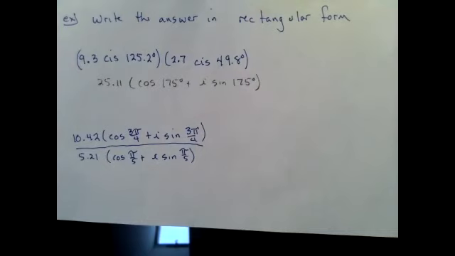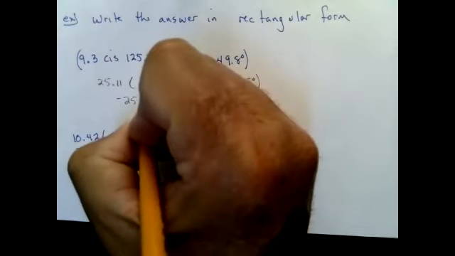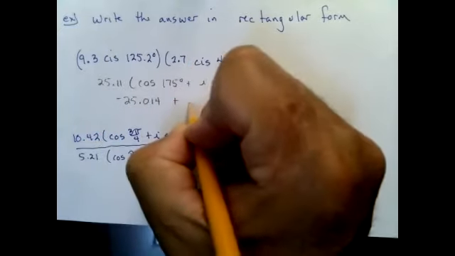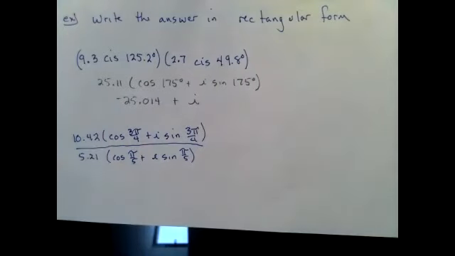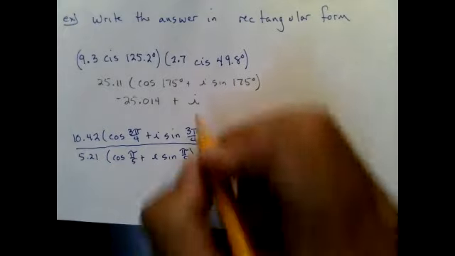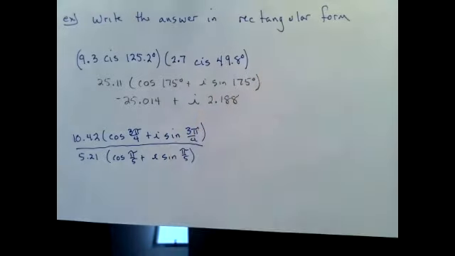I'm okay with that. All right, let's see what I have. 25.11 cosine 175. I get negative 25.014 plus I times 25.11 times sine. Well, that says tan. Sine of 175, plus I 2.188.